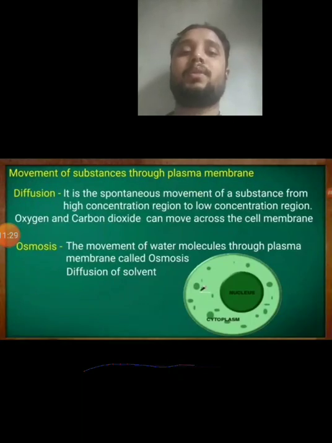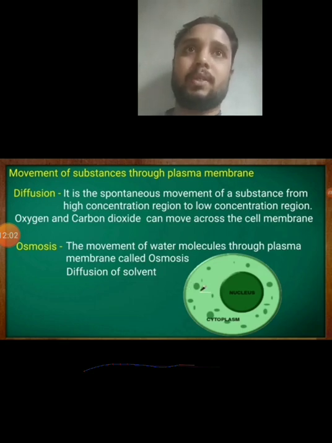Now you see movement of substances through plasma, how the substances move through the plasma membranes. So there are two different terms you will get, that is diffusion and osmosis. Diffusion is what? Spontaneous movement of substance from high concentration region to low concentration region. High concentration means when a substance is more in one place and less in another place, it travels from where the substance is more to where it is less. Then it is said to be from higher concentration region to lower concentration region.